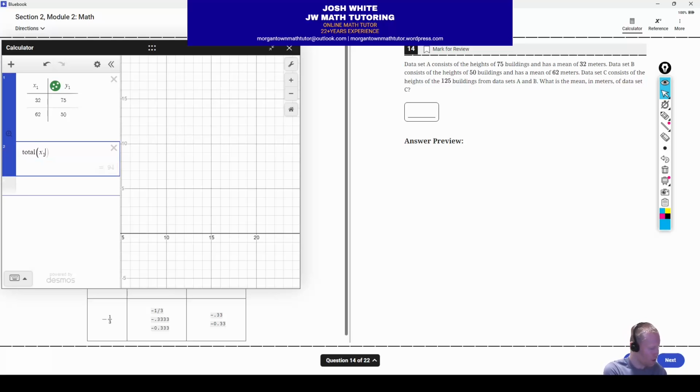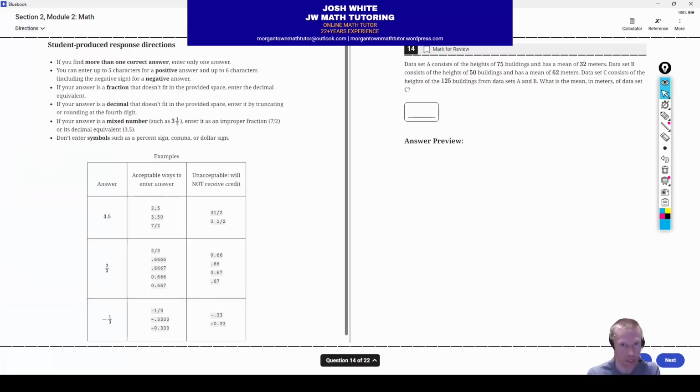We want to take the total of x1 times y1. That basically goes across each row and multiplies the x1 and the y1 value. And then we divide that by the total number of buildings, which is just the total for column y1. So this is basically the formula you can use to get the average or the mean from any data that's entered in a table, essentially a frequency table like we have here. This is just an alternate way to type it in. It's doing the same exact calculations that I did previously.